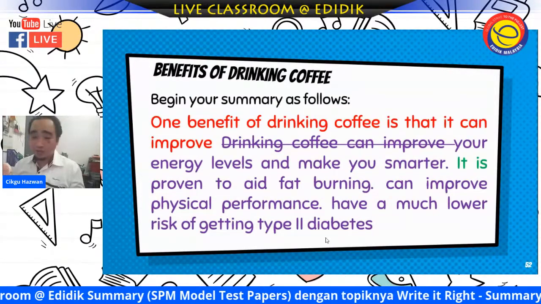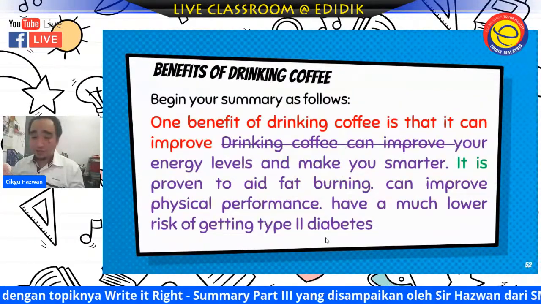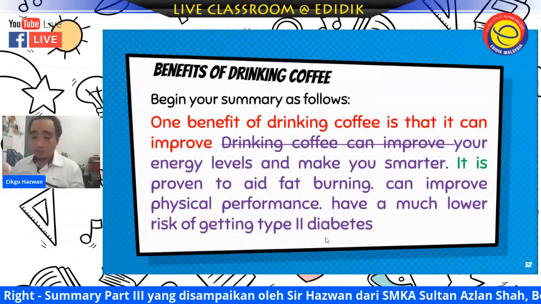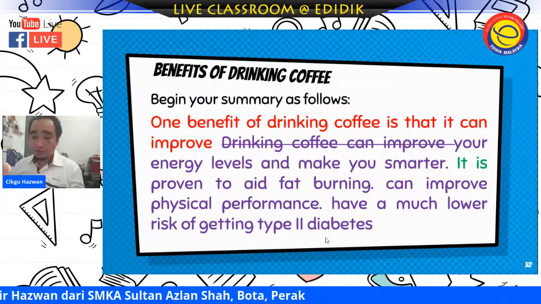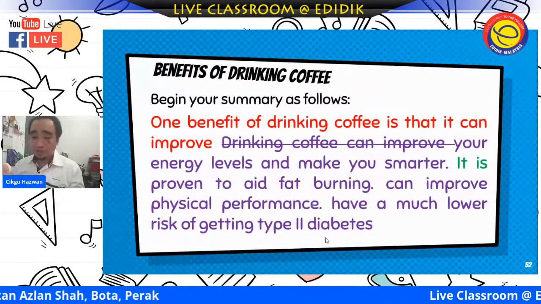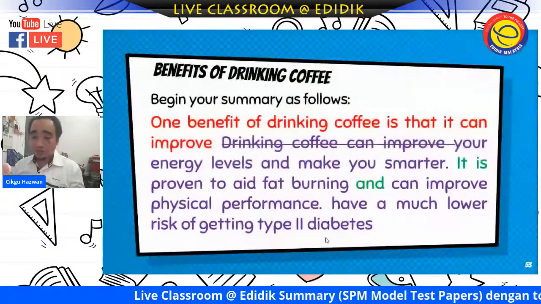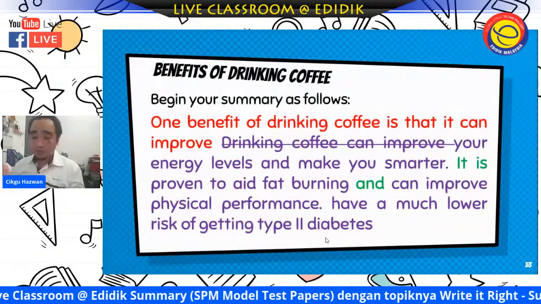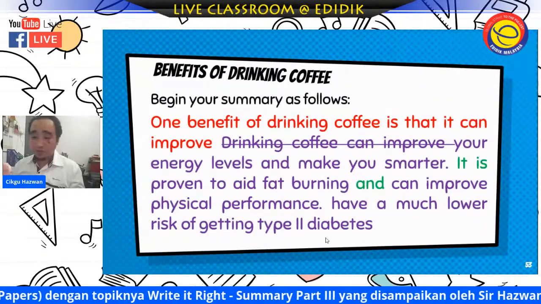Or you can just combine these 2 sentences. It is proven to aid fat burning and put a conjunction in the middle, can improve physical performance. So the thing that we can put there is the word and. So it is proven to aid fat burning and can improve physical performance.